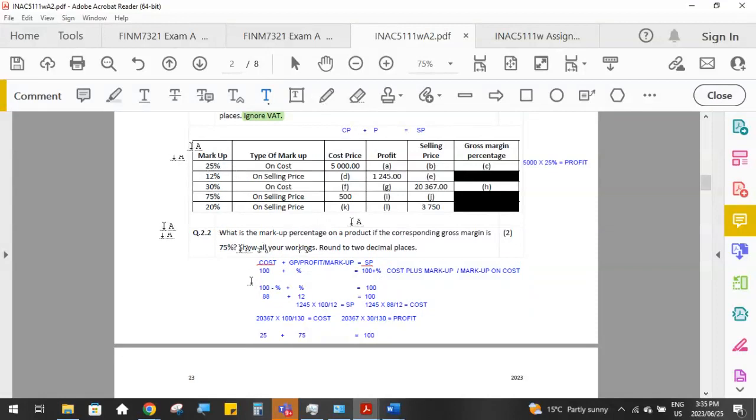The markup percentage will always go under the profit column, and then you've got your proportions to do your fractions to work out whatever the missing number is. It is just a fraction calculation, which you guys mustn't get afraid of. These are fraction calculations that they taught you in junior school. So just have some confidence that you do know how to do these calculations.